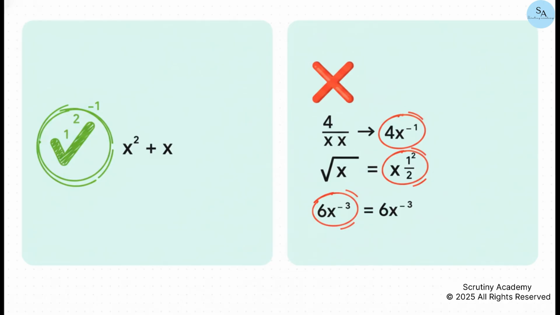And this slide makes that rule super clear. On the left, everything's good. The powers are whole numbers like 1, 2, and 3. But look at the right side. 4 over x. That's really 4 times x to the power of negative 1. Nope. The square root of x, that's x to the power of 1/2. A fraction, not allowed. And the last one, well, it has a negative 3 right there. So you see, it's all about that exponent rule.